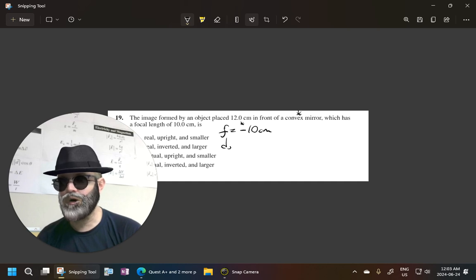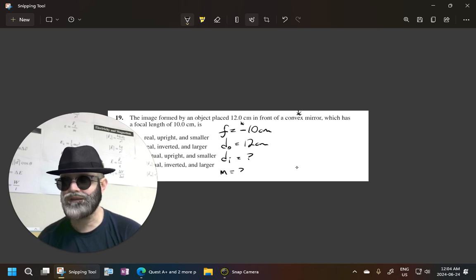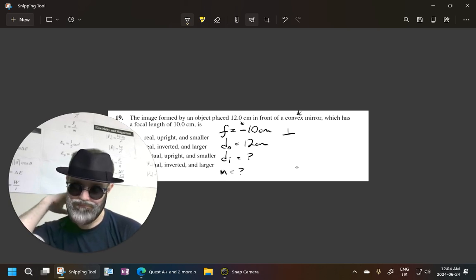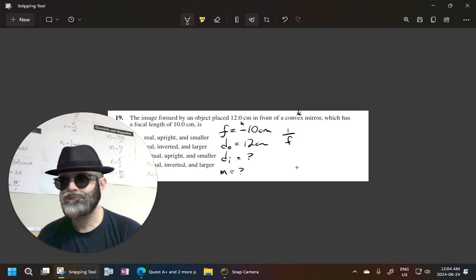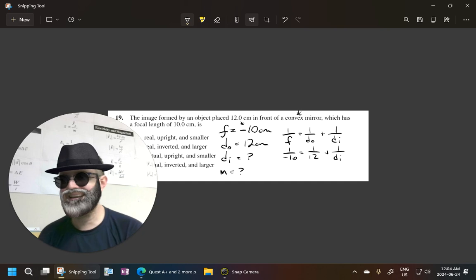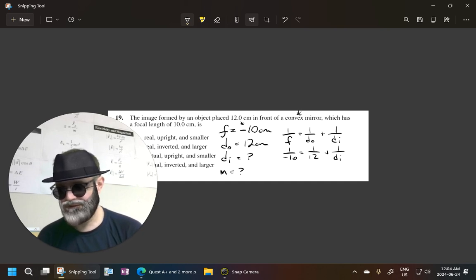An object is always positive, so 12 centimeters. We just leave it in centimeters here. We just want to find what DI is, and then find out what M is to figure out its characteristics. So we got this formula here. 1 over negative 10 is equal to 1 over 12 plus 1 over DI. So we're going to get a negative number here for sure. Convex always produces a virtual image anyway, so I could have crossed off the reals.